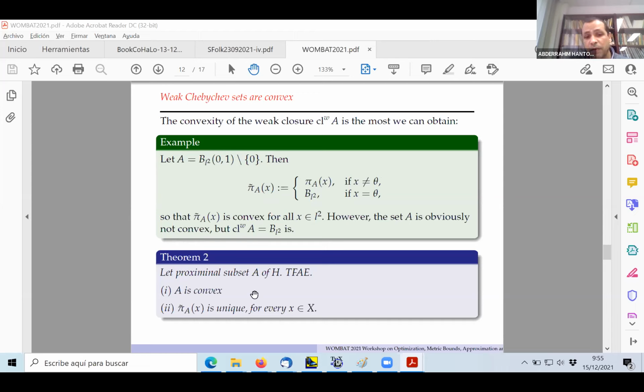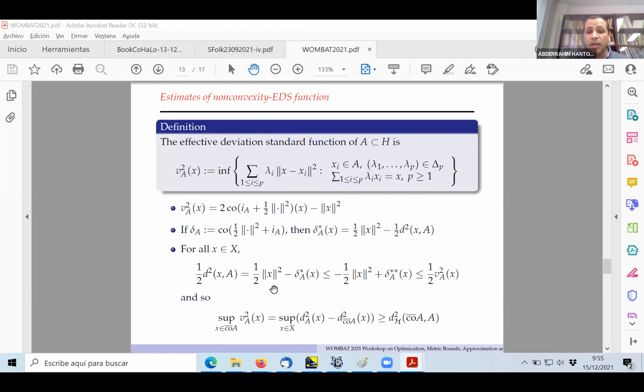And we have this equivalence, which is a weak version of Klee's theorem. So A is convex in any Hilbert space if and only if the weak projection is unique everywhere.